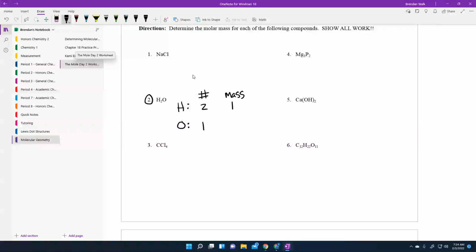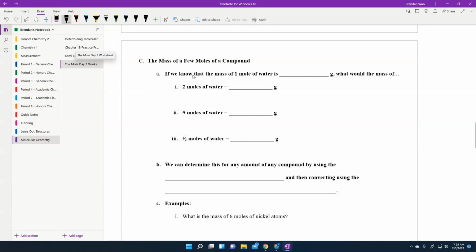I'm just going to use 1 for hydrogen. Obviously, we don't really need to round 16. And then we multiply. 2 times 1 is 2, 1 times 16. And we add up our total. So it's 18 grams per mole for water. We take that number and let's put it down here. So we got 18 grams.